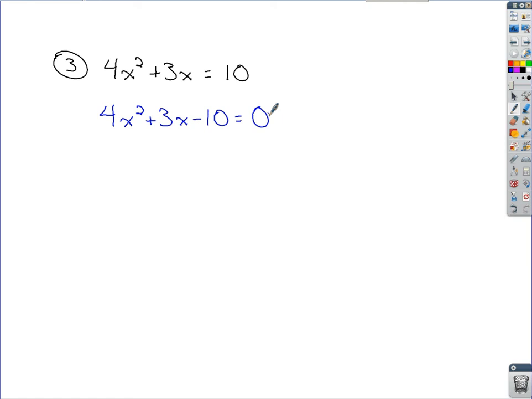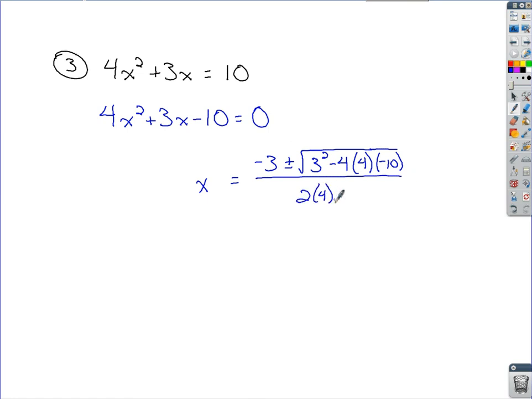Quadratic? All right, here we go. Carrying over the strategy from the previous problem, you start with the negative b. b on this one's positive 3, so it's negative 3 plus or minus the square root of b squared, so 3 squared, minus 4 times a, which is 4, times c, which is negative 10. All over 2 times a, that'd be 2 times 4.